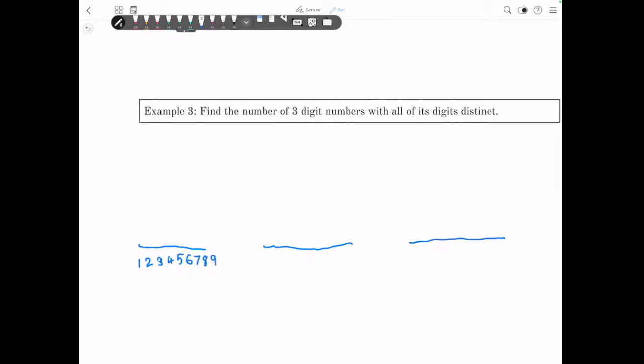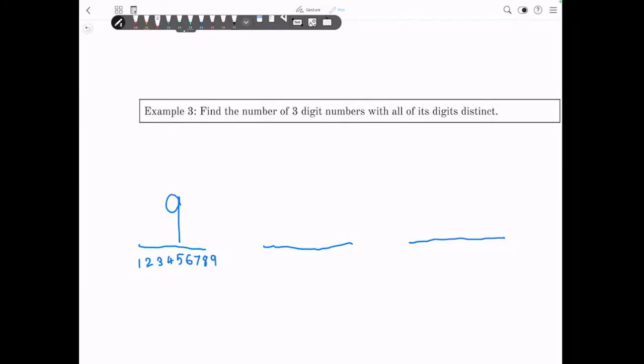1, 2, 3, 4, 5, 6, 7, 8, or 9. Note that the first digit cannot be 0, since if the first digit of a 3-digit number was 0, it would no longer be a 3-digit number and would be a 2-digit number. So the digits in this place can only be 1, 2, 3, 4, 5, 6, 7, 8, and 9. So therefore, we have 9 choices for this digit.